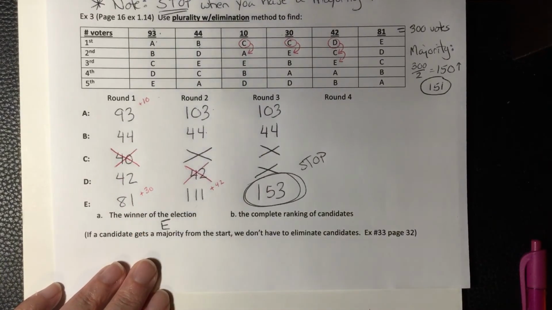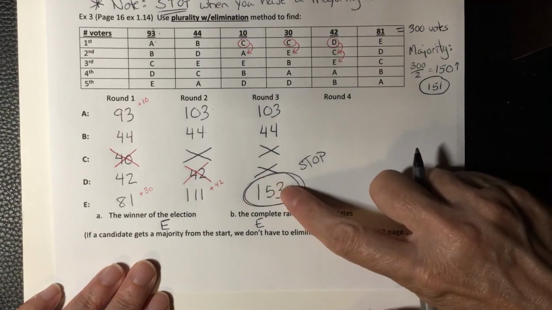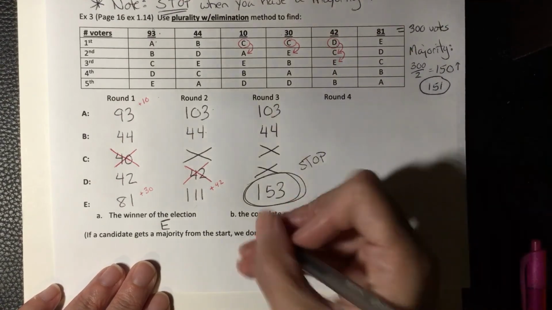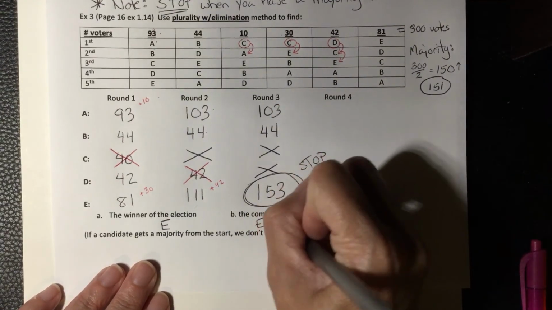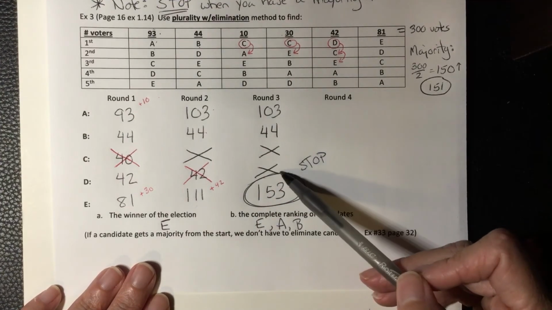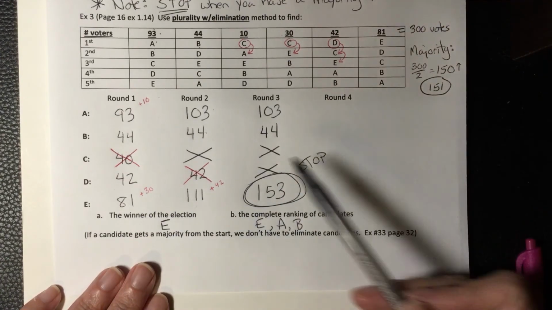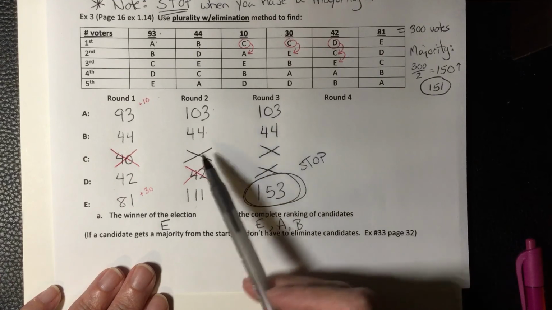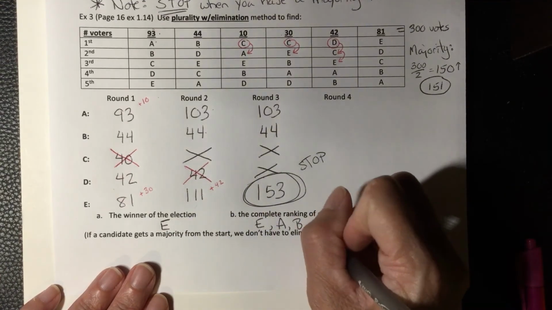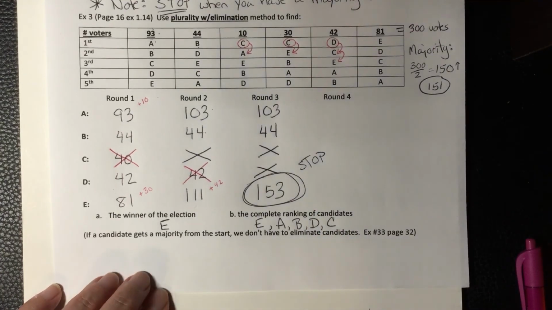He got first place. And then complete ranking, I'm going to start with the candidates that are left. He's first, so A would be second. And B would be third. So A and then B. And then I take the people that are eliminated. Whoever was eliminated first is going to be in last place. So you kind of work this backwards. I eliminated D before C. So D will get 4th and C will get 5th.